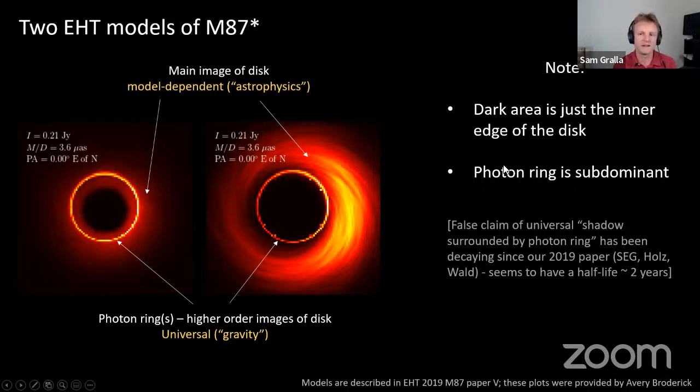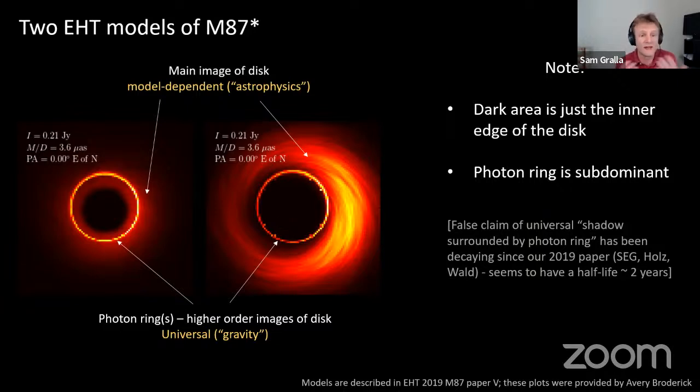But if you've still seen these words about some black hole shadow, I just want to mention that most things that have been said about the black hole shadow in the data are not right. The dark area in the middle here is just the inner edge of the disk. There's nothing fancy determining it. It's just a hole in the disk. And this photon ring thing, which is super interesting, this narrow ring here, is subdominant. It has a minority of the flux. It's not what you're seeing in the image.